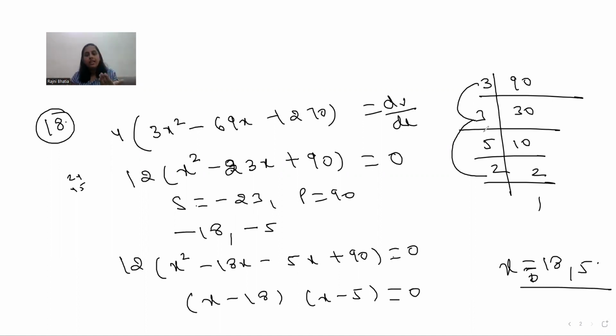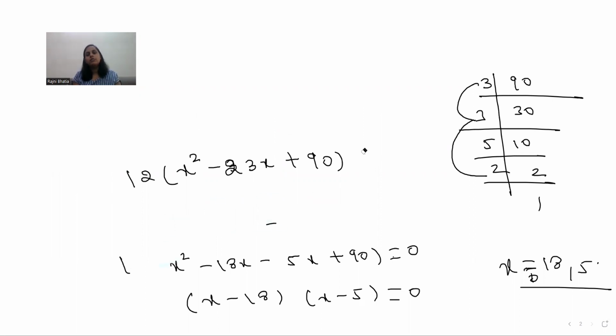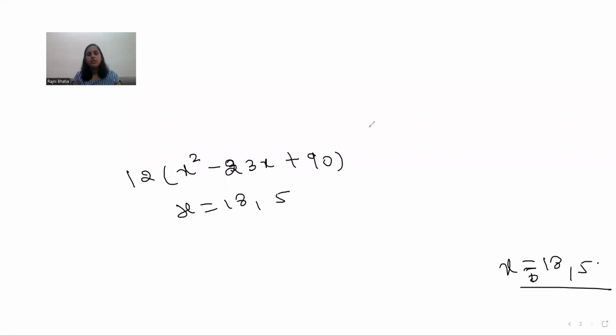For that I need to again look at what was my length and what was my breadth. So I'm going to keep two things. First of all, dv by dx, which was this, because I need to differentiate it again. And then I need to remember the two values of x which I have got. So x is equal to 18 and 5. These are the two values. My length was 45 minus 2x, and my breadth was 24 minus 2x.